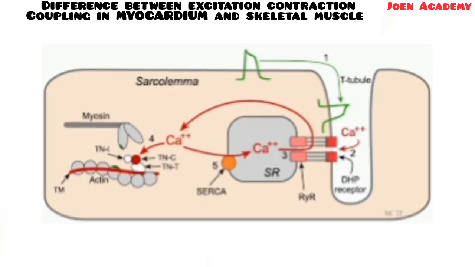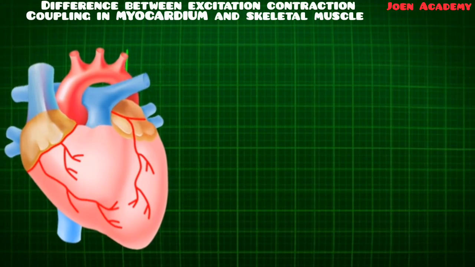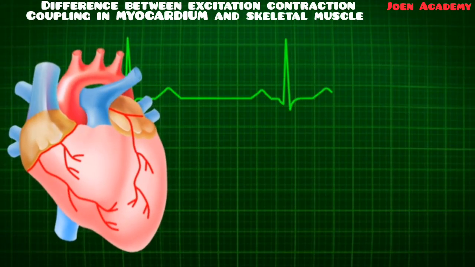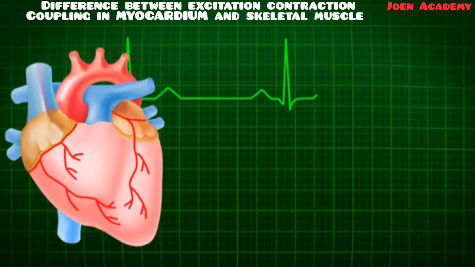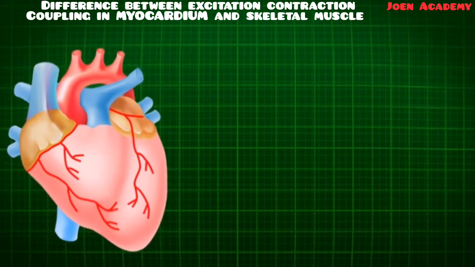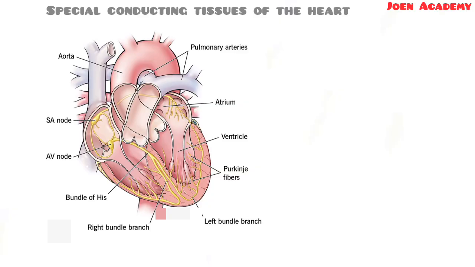But in the myocardium, the calcium ion is derived not only from the cisterns of the sarcoplasmic reticulum, but also from the extracellular fluid through the T-tubules, whose diameter is many times larger than that of the skeletal muscle. This extra supply of calcium is necessary for ensuring adequate contractile force of a muscle that works without stopping, like the myocardium. Earlier in this video, we stated that the inherent ability of the heart to contract and relax is due to the presence of pacemaker and special conducting tissues of the heart.